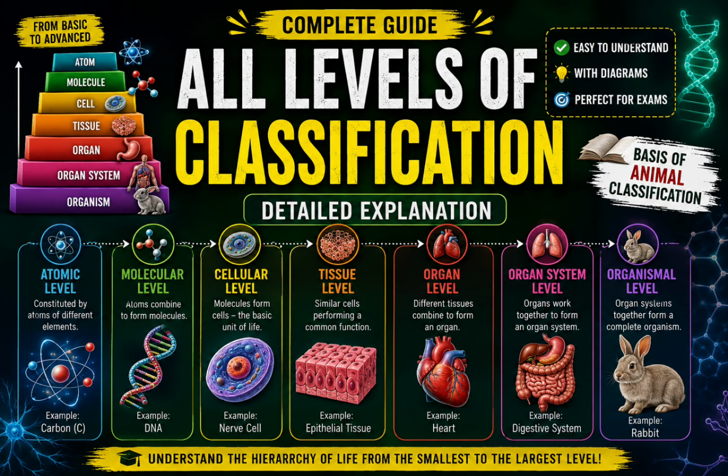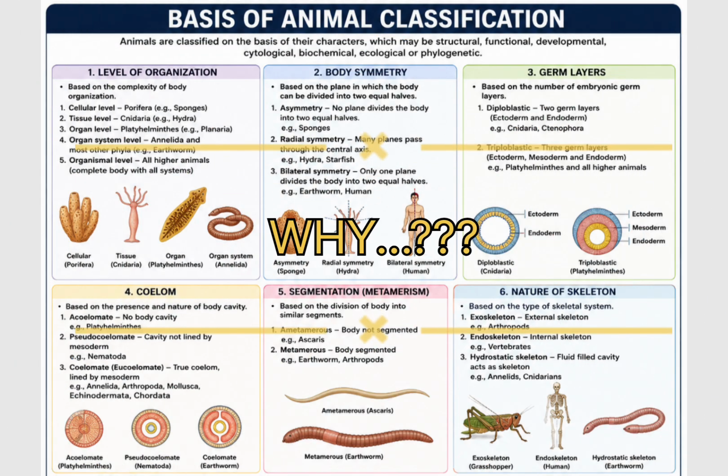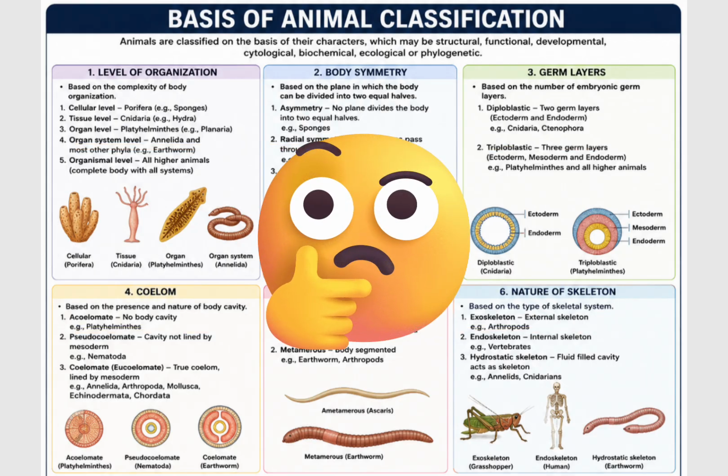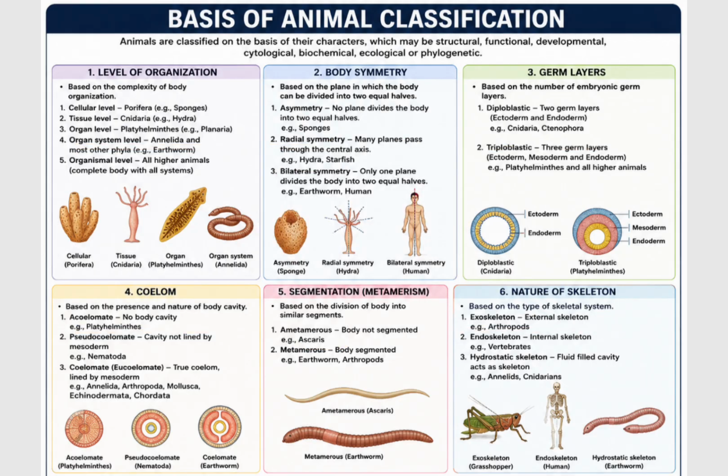So let's start today's class with a beautiful query: have you ever thought why a sponge, a butterfly, an earthworm, a fish and a human all belong to kingdom Animalia, yet they are placed in different phyla? See, scientists classify animals based on several important characteristics such as level of organization, body symmetry, germ layers, body cavity, means coelom, segmentation and notochord. These characteristics help us to understand the evolutionary relationship among animals.